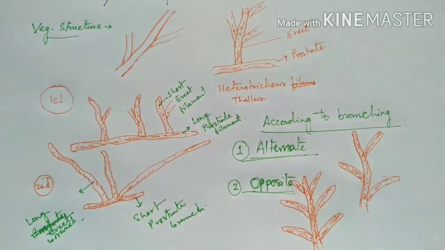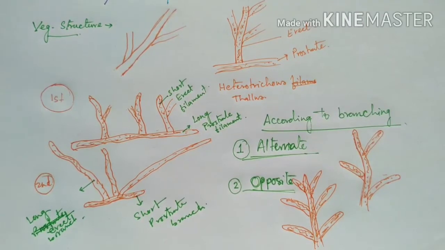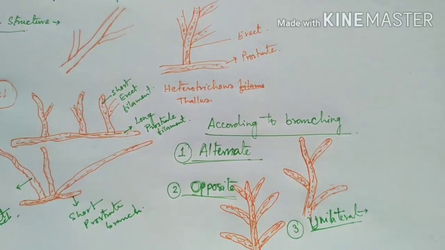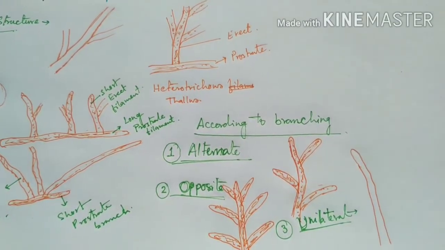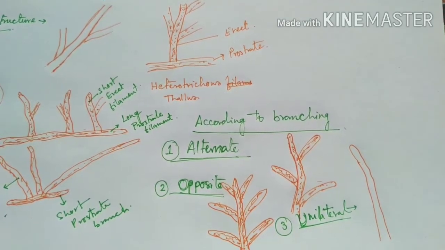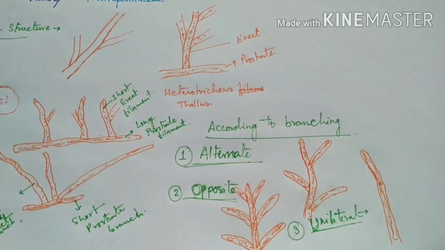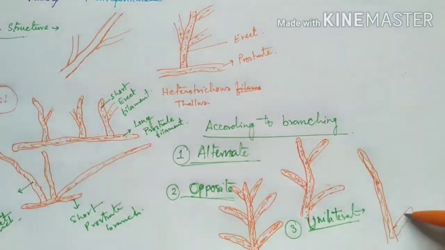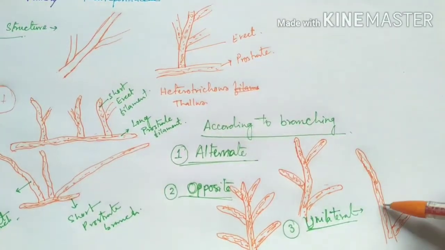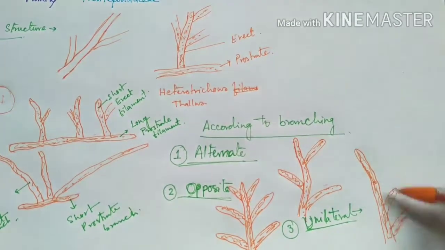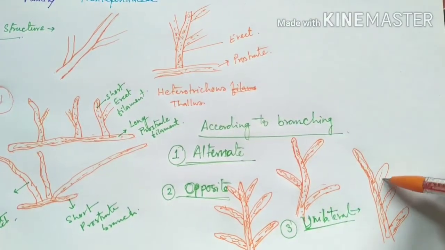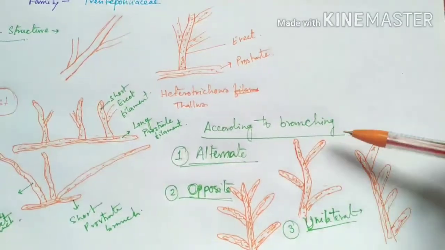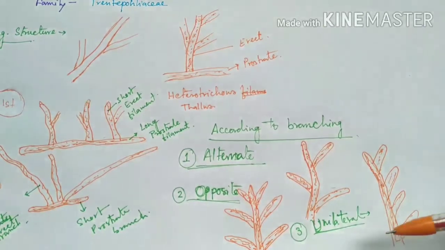And third is unilateral. Uni means one side, and lateral means laterally. So if this is a main branch, then the other branches are produced from one side, in a lateral position. This type of arrangement we find in Trentepohlia. Three types of branching are found in Trentepohlia filament.